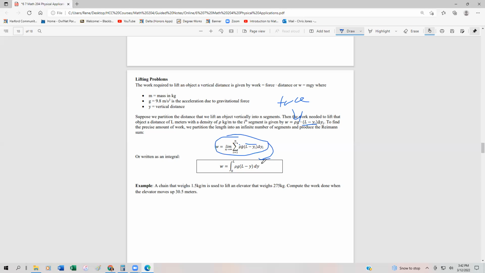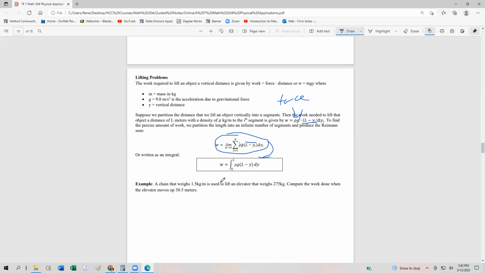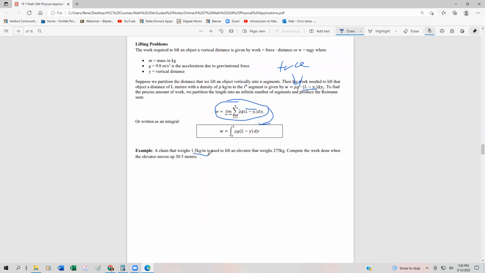So let me show you an example of how we're going to set this up, and it's not meant to be too difficult for you all. We have a chain that weighs 1.5 kilograms per meter, and it's used to lift an elevator that weighs 275 kilograms. Compute the work done when the elevator moves up 30.5 meters.